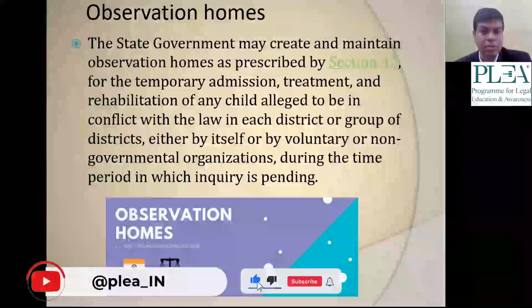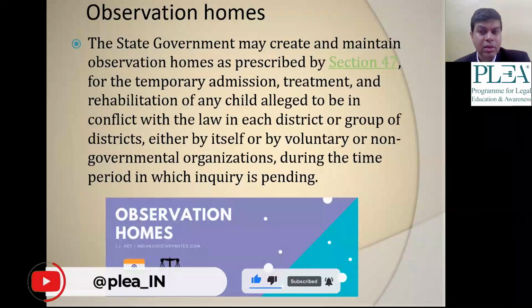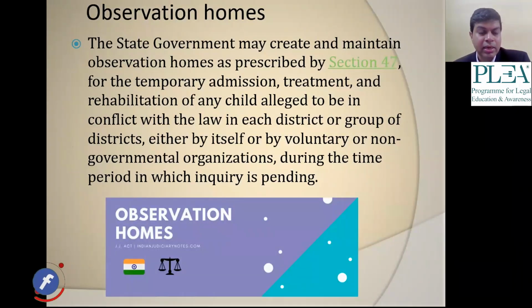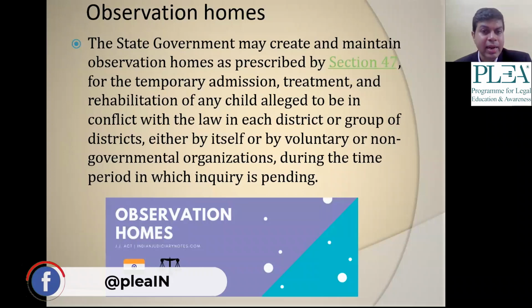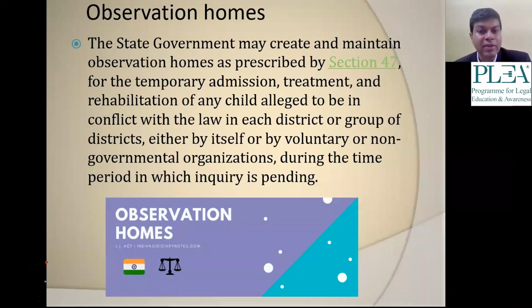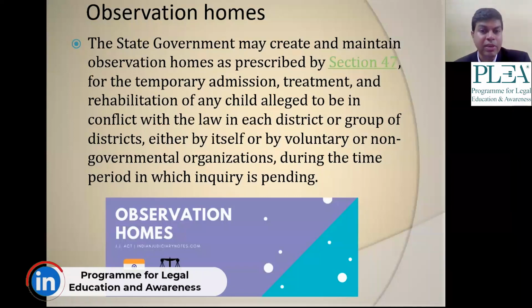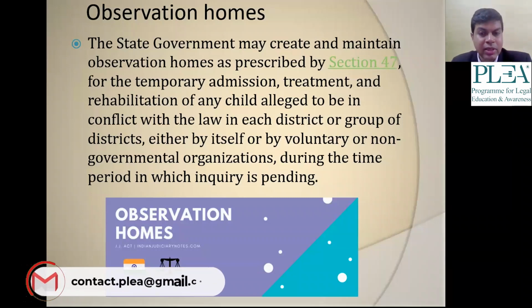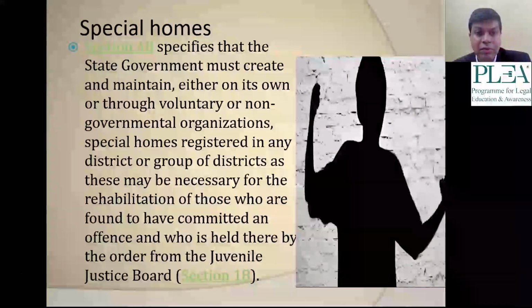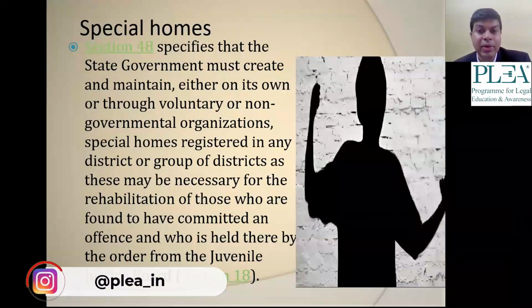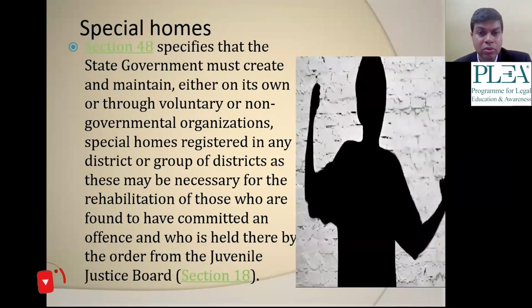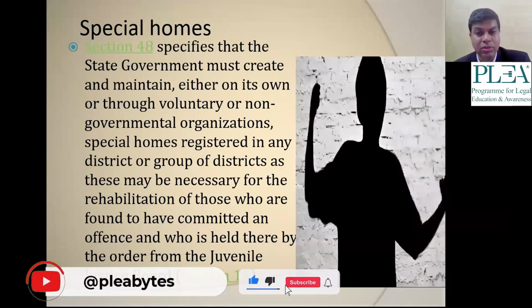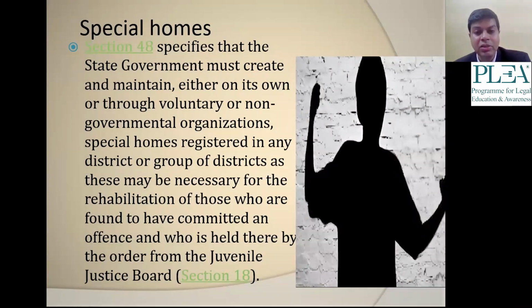That is observation homes. So the state government may create and maintain observation homes, which are prescribed as per section 47. It is for the temporary admission, treatment, and rehabilitation of any child alleged to be in conflict with the law in every district or a group of districts, either by itself or by voluntary or non-governmental organizations, during the time period in which the inquiry is pending. Special homes. As per section 48, the state government must create and maintain, either on its own or through voluntary or non-governmental organizations, special homes, registered in any district or group of districts, as may be necessary for the rehabilitation of those who are found to have committed an offense, a place of safety.